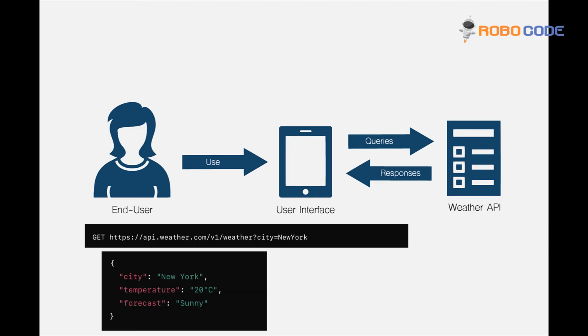Whenever the request is sent, the response is usually in JSON format. The API might respond with something like this: city: New York, temperature: 20 degrees Celsius, forecast: sunny. Your app then takes this data and shows you it is 20 degrees Celsius and sunny in New York.